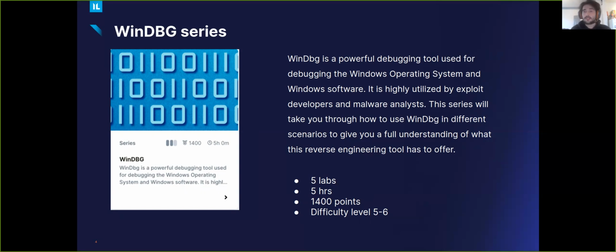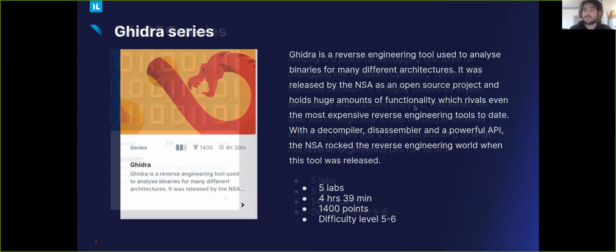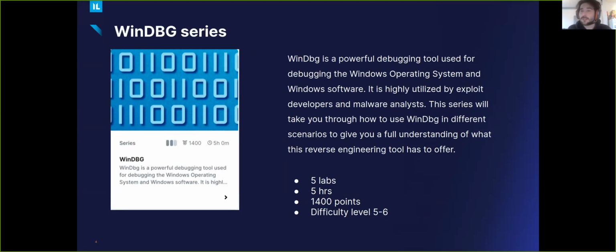As a matter of fact, loads of programs need access to this sort of information because it holds such important pieces of information. So it's two very exciting series, both 5 labs each, and I'm just going to double check that it actually is 5 labs for Ghidra. Yes, you can see there are 5 labs for Ghidra and 5 labs for WinDBG.